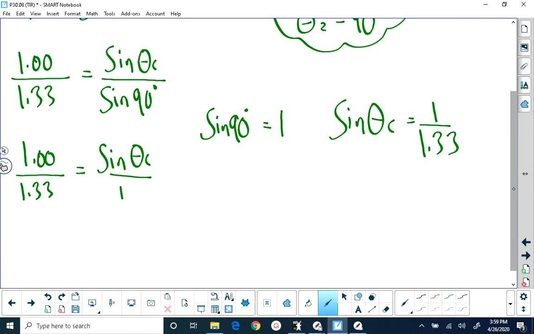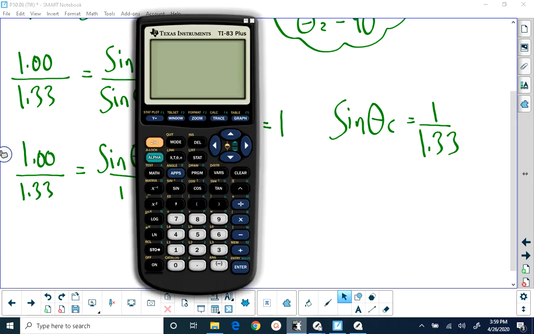So if we find the critical angle now, we do so by just taking the inverse sine of 1 divided by 1.33. And you get 48.75 degrees. Now we're going to have to round that, but I don't want to round it just yet. I want to explain something to you.